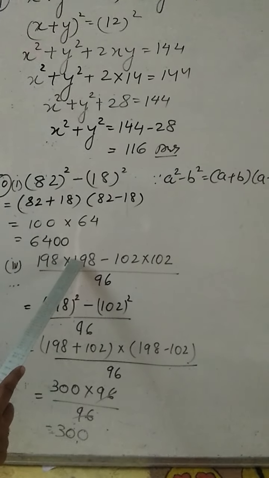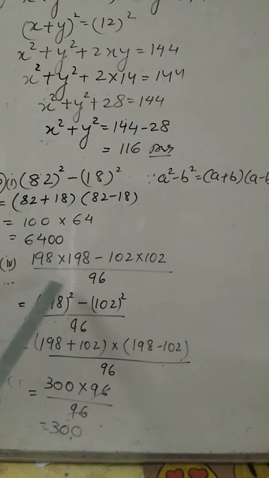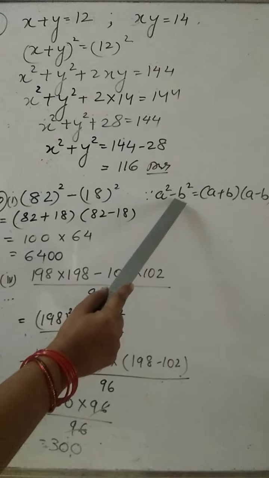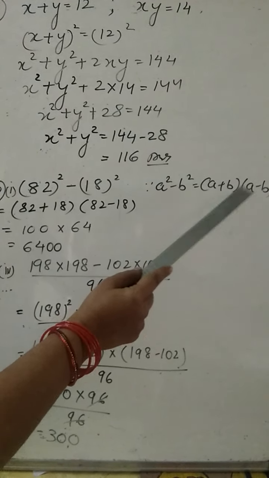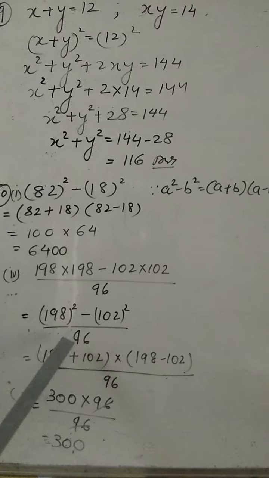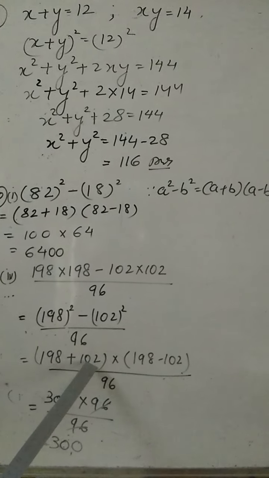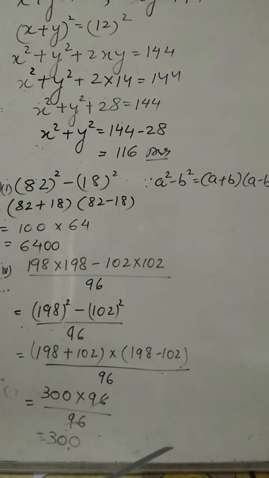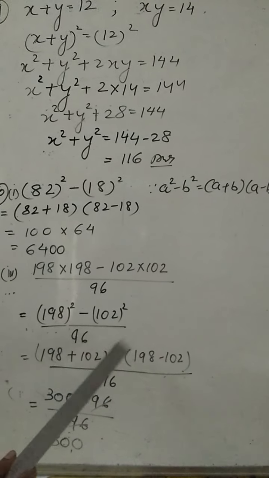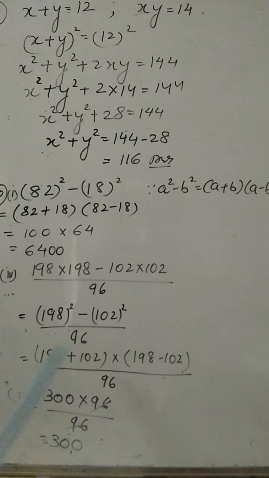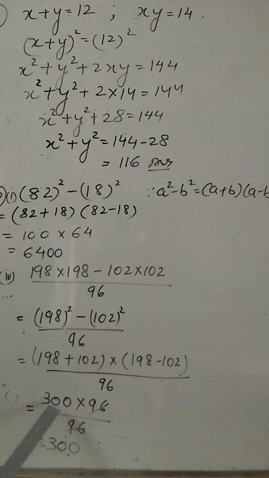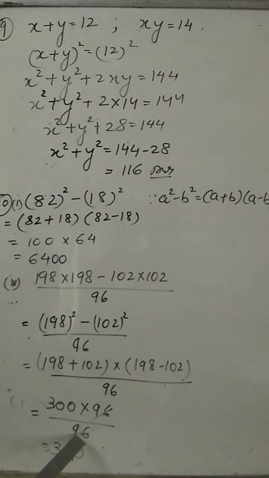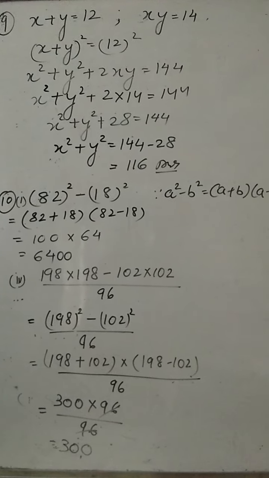So first, when you write, this will become 198 square minus 102 square. Again apply this identity, a square minus b square equals a plus b and a minus b. So what you will write here: 198 plus 102 into 198 minus 102. If you do not mention this sign, then also no problem. It is understood that the multiplication sign is there. So 198 plus 102 is 300 into, when you subtract, this is 96. 96 will get cancelled. Your answer is 300.